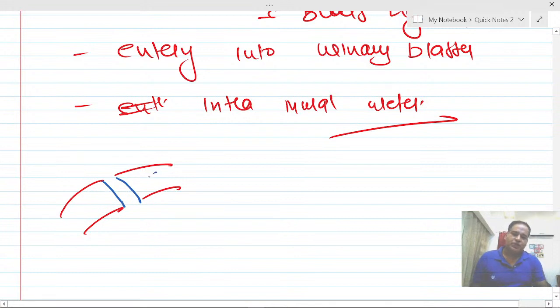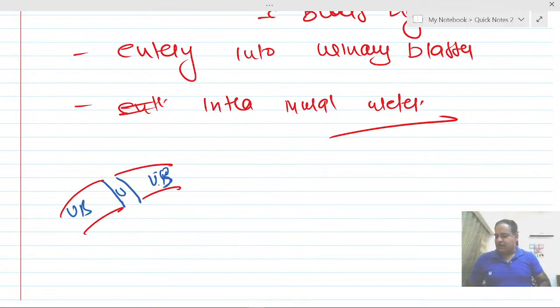Fine. So you see, this is the urinary bladder, this is the ureter. So naturally, when you enter into practice, you will see many of the stones are stuck at the vesico-ureteric junction.